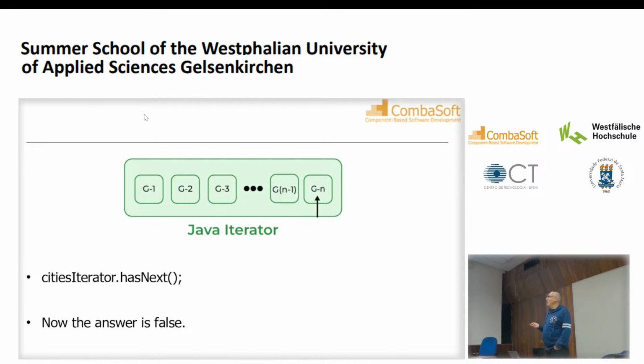At the end, we come to the last element. And if we ask here, does it have next, now the answer is false. So now we know we have traversed all the elements. You look so strange. Do you believe me? Okay. The answer is false, so what does it mean? We have no more elements, so we can finish this traversal of the elements.